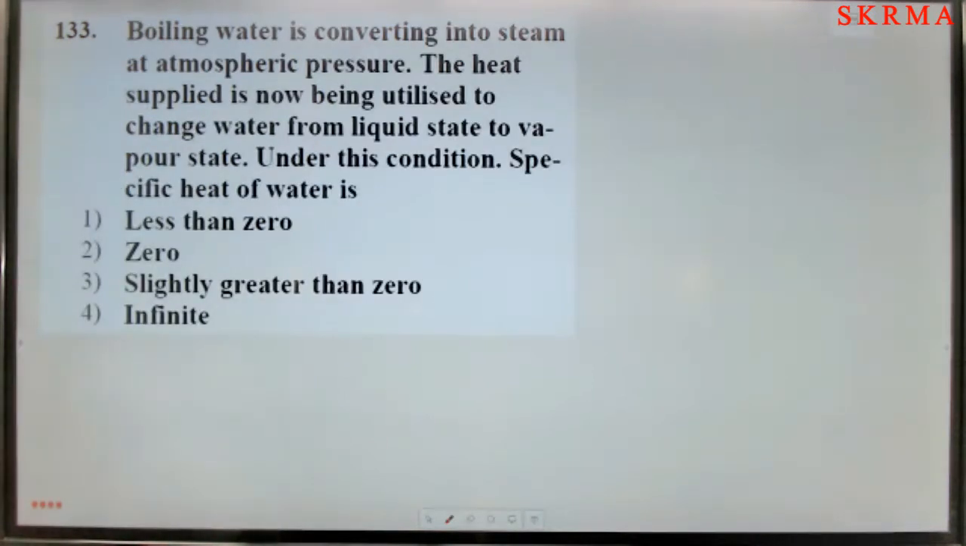Next, boiling water is converted into steam at a certain pressure. The heat supplied is now being utilized to change the water from liquid to vapor state. Under these conditions, the specific heat of water is infinity at that location. So we take the latent heat concept when there is a phase change. So specific heat at 100 degrees centigrade is nothing but infinity.